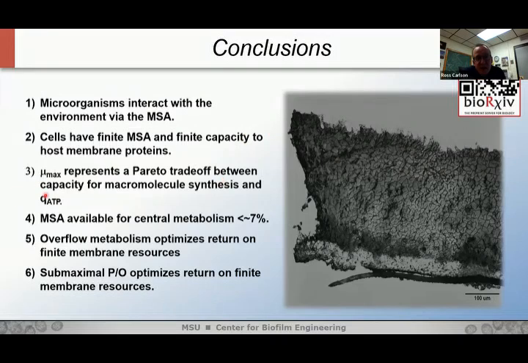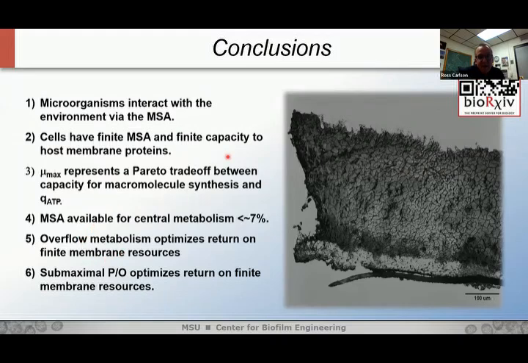With this analysis, our interpretation of mu max is that it represents a Pareto trade-off between the capacity of the system to generate macromolecules and maintenance energy. So the cell runs out of surface area, and at that Pareto front, that defines its mu max value. The membrane surface area that's available for central metabolism enzymes, so these are just the central metabolism enzymes, seems to be somewhere around 7%.